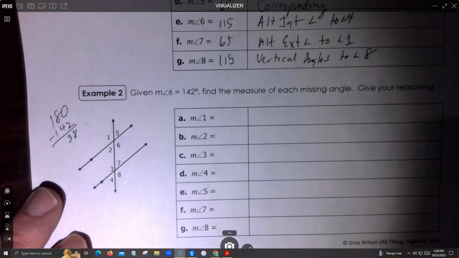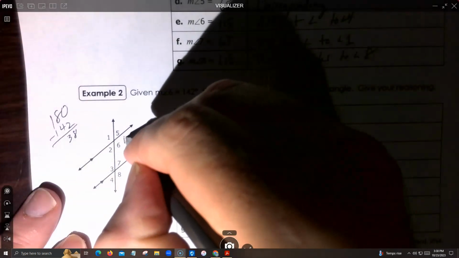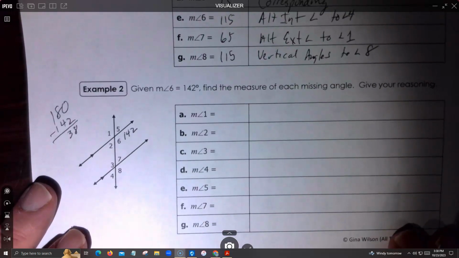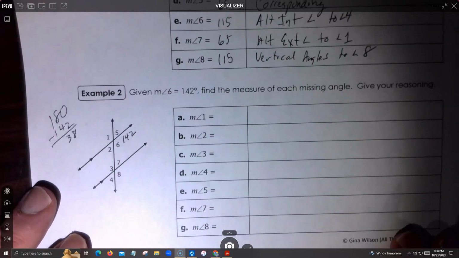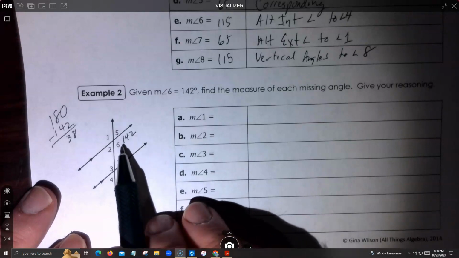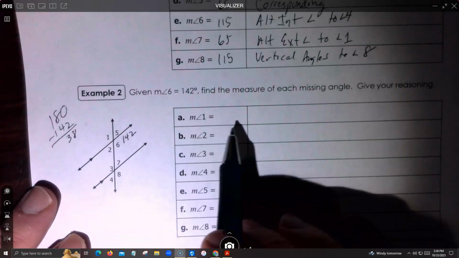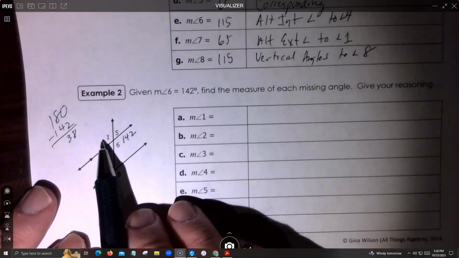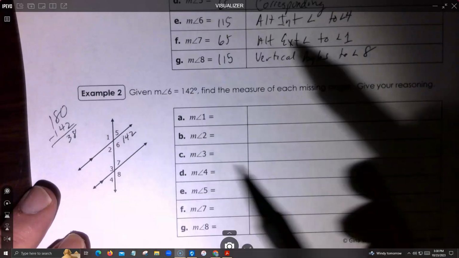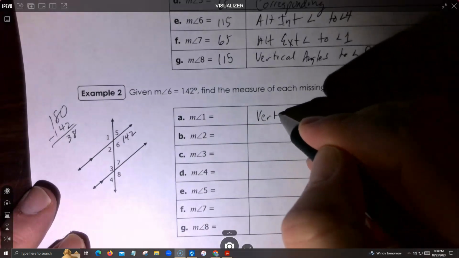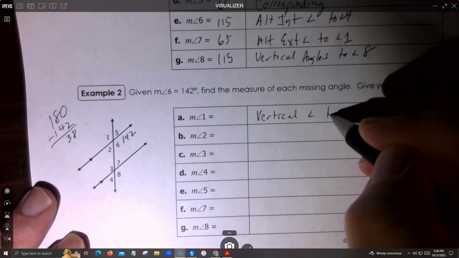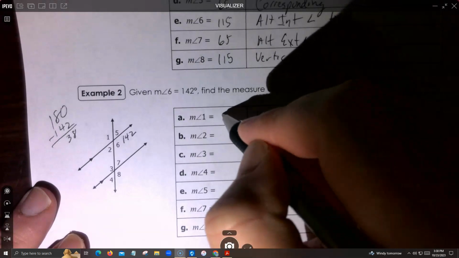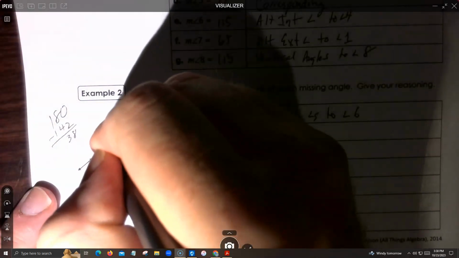All right, so it says 6 is 142. So let's play a game this time. We know that that's 142. We're going to find a way of getting these answers. So instead of writing them all in, we're going to go through each and every one of them this time. All right, so angle 1. Well, based on what I have so far, angle 1 and angle 6, I'm going to say vertical angles to angle 6, and that was 142. All right, so I'll put 142 in there.